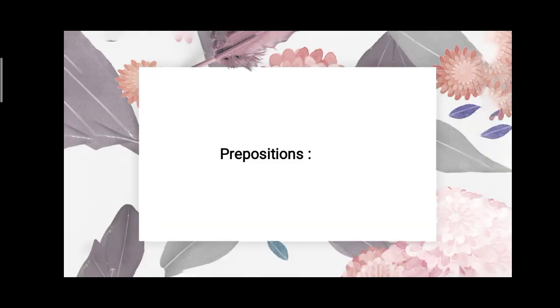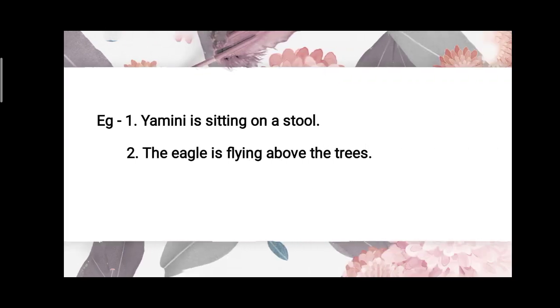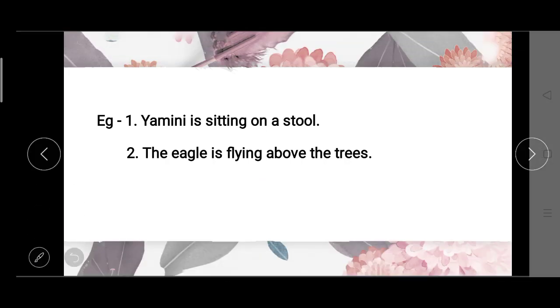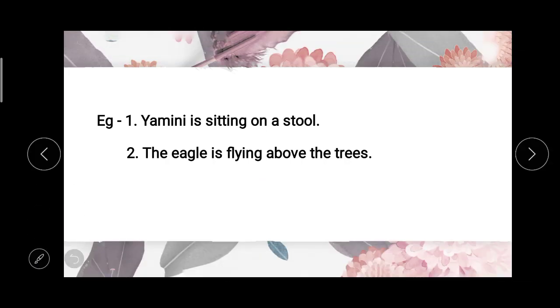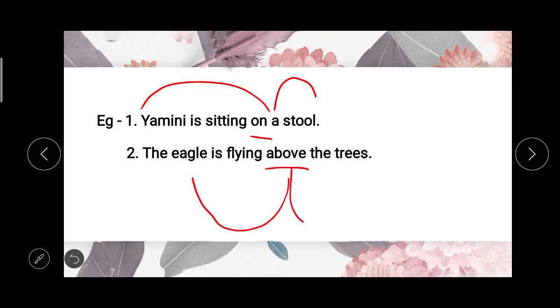And the topic is prepositions. So students, to understand preposition here, let me show you examples. Number 1, Yamini is sitting on a stool. Number 2, the eagle is flying above the trees. So here you can see number 1, the word on is showing us the relationship between Yamini and the stool. Again, in number 2, the word above is showing us the relationship between the eagle and the tree.